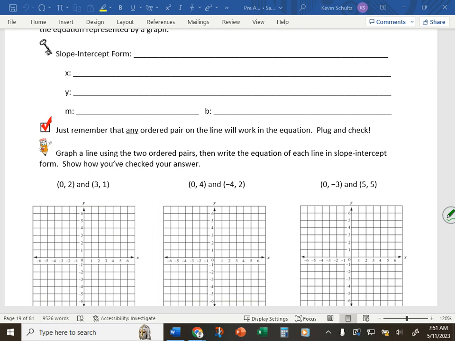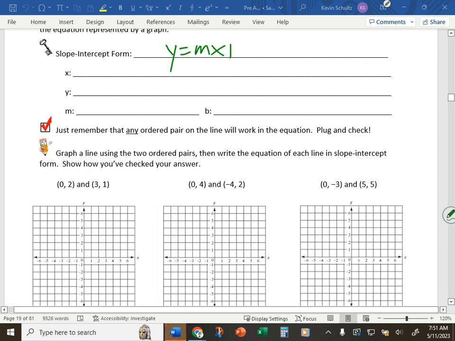William. Y equals mx plus b. Good. Okay. Y equals mx plus b. And you got those four variables there, right? What does the x variable represent?